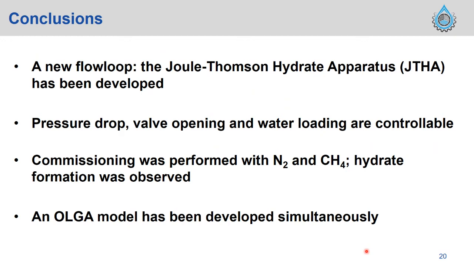Back to the conclusion: finally, we built the new flowloop, which is the Joule Thomson hydrate apparatus. With this apparatus, we control the pressure drop, valve opening, and water loading for testing different scenarios. We also did some commissioning work with nitrogen and methane. In the future, we can try other gas mixtures, methane, ethane, or CO2, to reach a hydrocarbon system. In parallel, we are trying to build a very solid Olga model to compare our experiment to the Olga model's predictions.